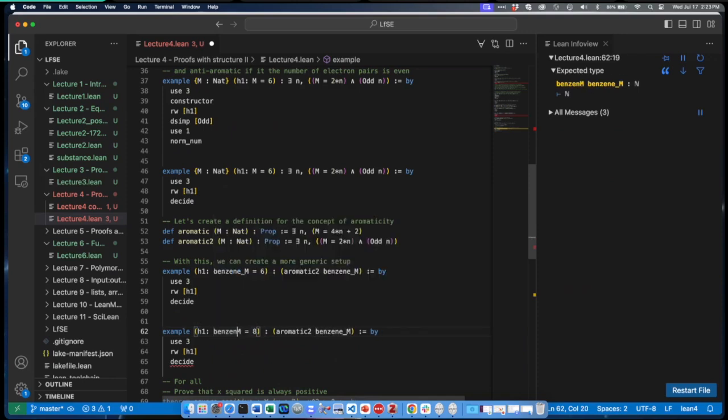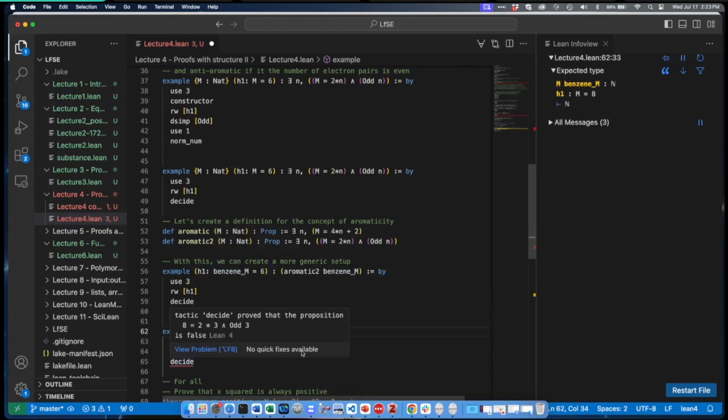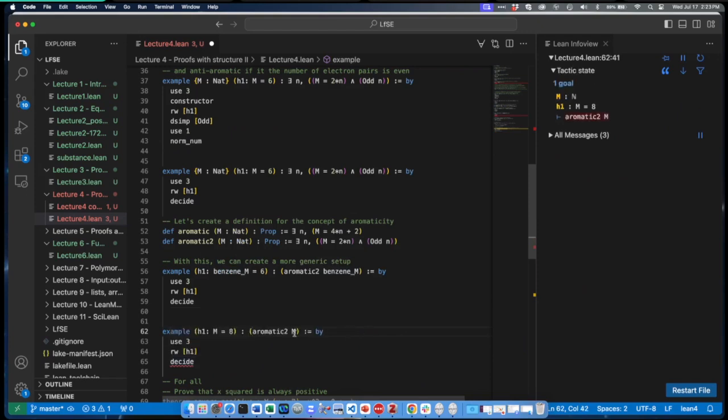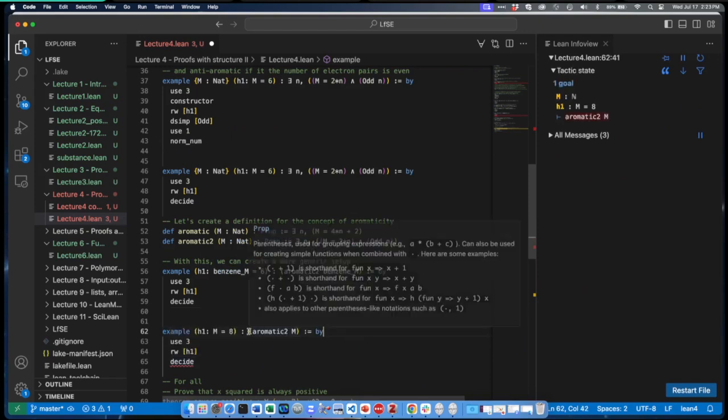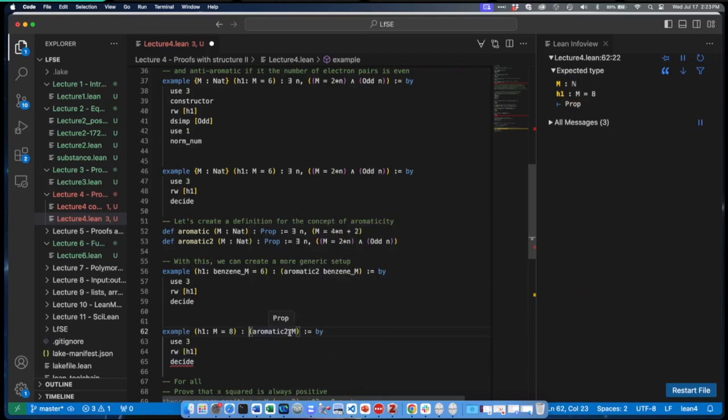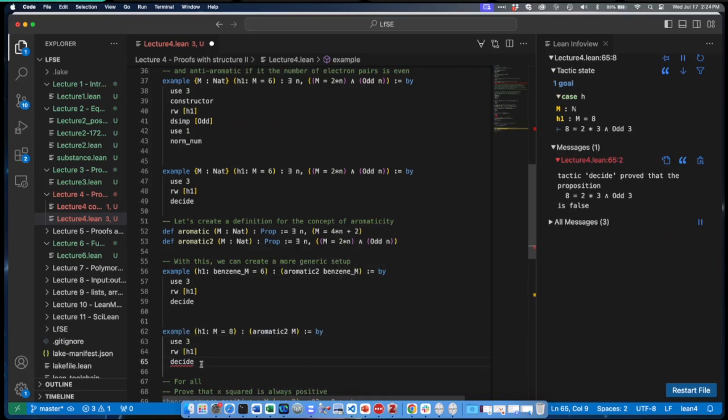But I could just say, I don't know, M is equal to 8. So we're trying to do this. Does 8 have the property aromatic 2? Okay, I'm failing to prove this. I could state this as a not, for example, and then get a positive proof of that. Okay, just failing to prove this doesn't prove that this is false.